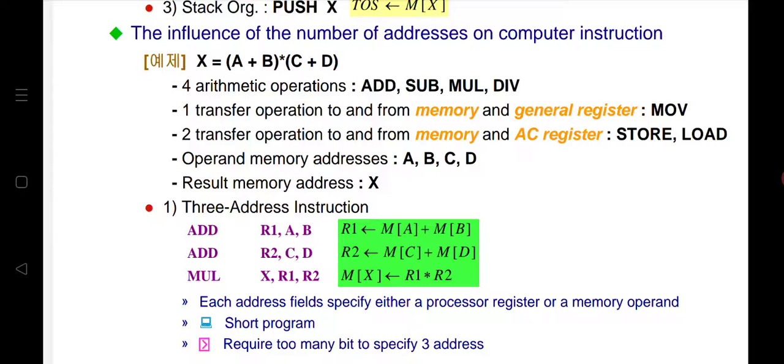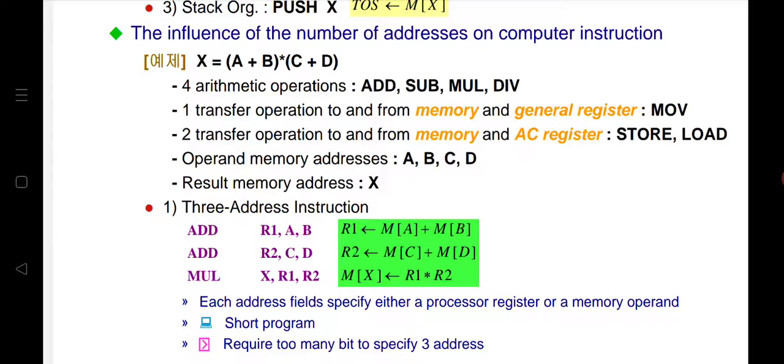Add, space. What is my destination register? It is R1. What are my source registers? A and B. So the instruction is ADD R1, A, B. This instruction does R1 equal to M of A plus M of B, since A and B are memory addresses where I need to go and take the data. That data will be added and the result will be stored in the R1 register.